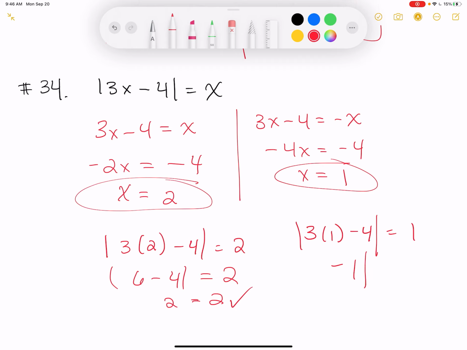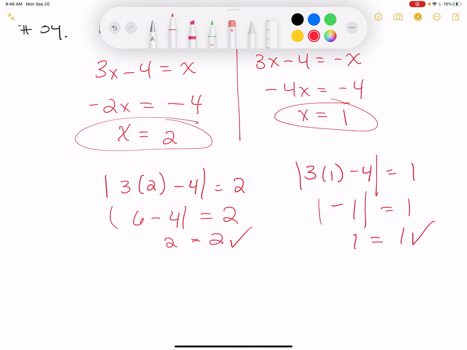So that's the absolute value of negative 1 is equal to 1. Because it's an absolute value of a negative, it comes out positive, so 1 is equal to 1. So that one also works in this case. So both of those are solutions, which makes it not extraneous. By checking it, you verified that they're both real solutions and they're not extraneous, essentially.